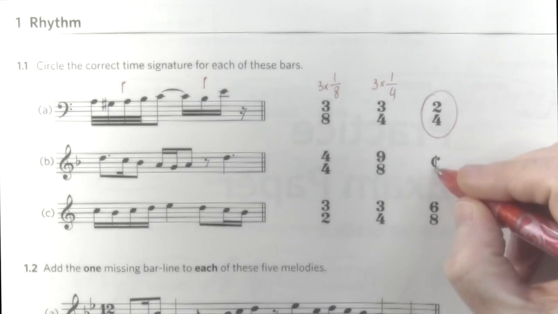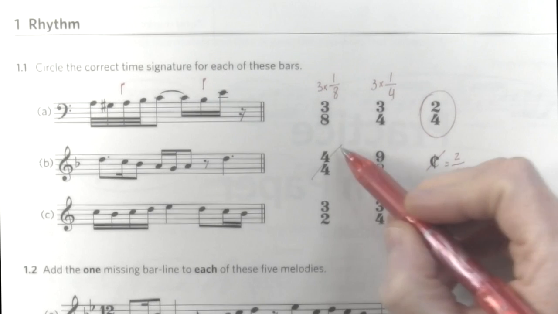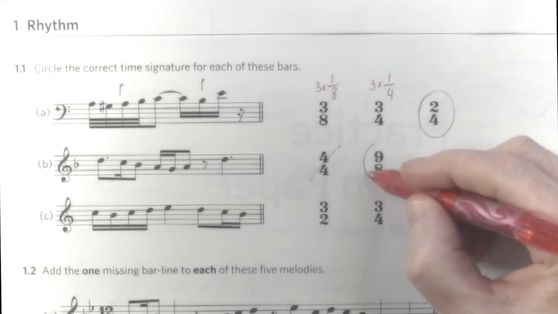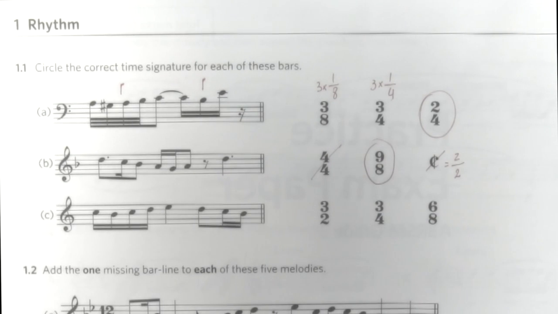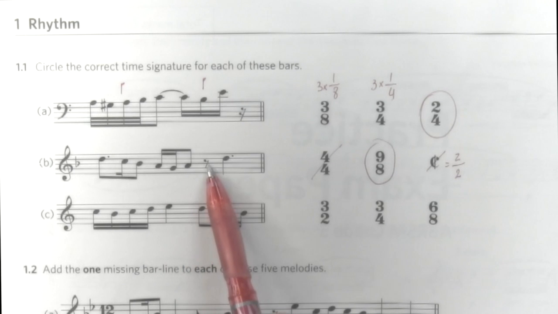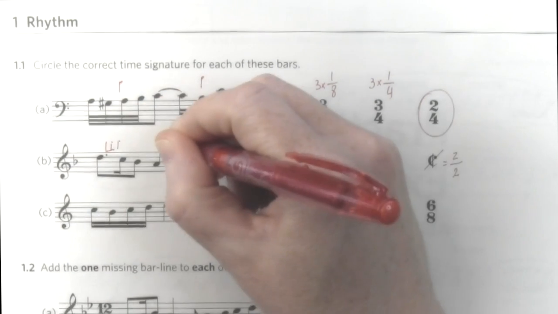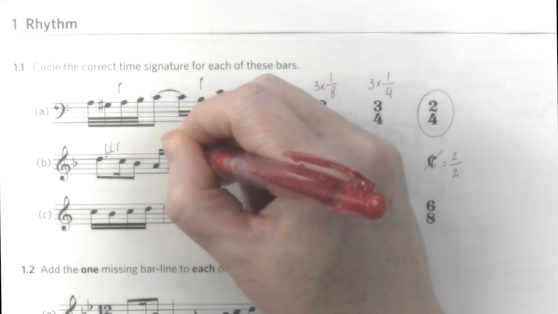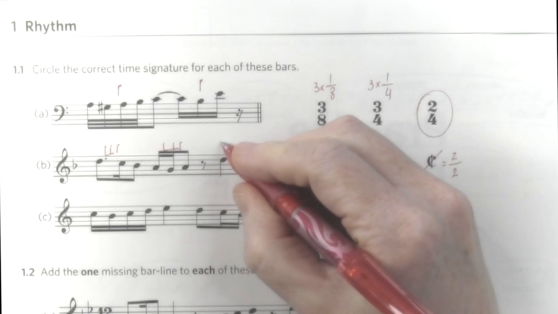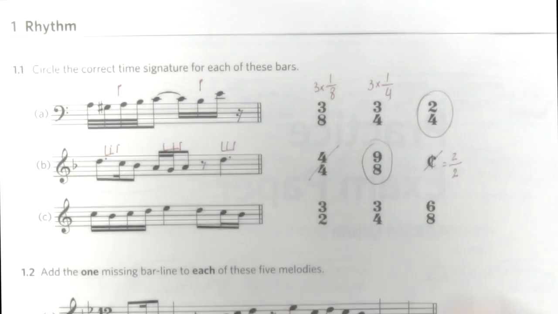And so we can exclude 2 halves, the equivalent of 2 minims. We can exclude 4/4 because this is a simple time, 4 crotchets, and we can only circle 9/8. Now, to double check, we have 1, 2, 3 quavers, 1, 2, 3 quavers. Okay, let me write it down. 1, 2, 3. 1, 2, 3. And then we have 1 dotted crotchet, which means 2 quavers plus another quaver, the dot. So there you go, 3 quavers.